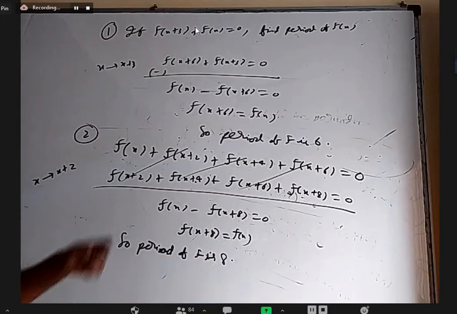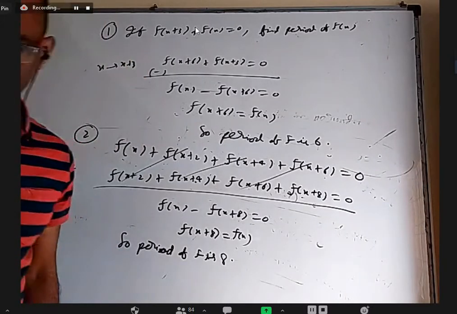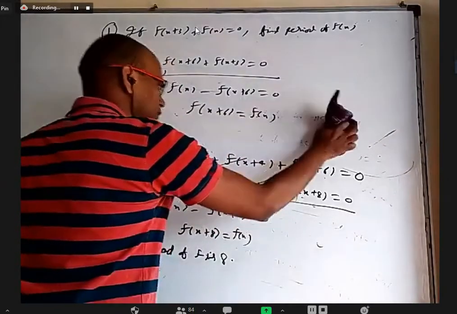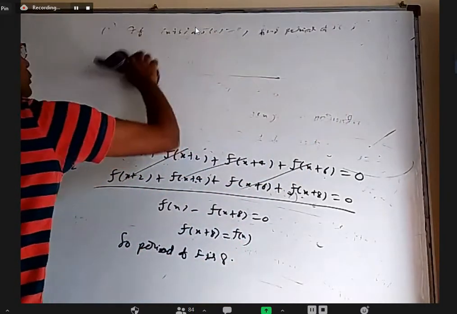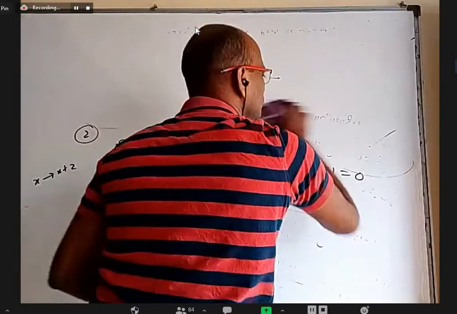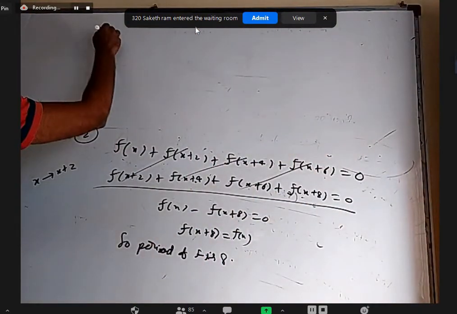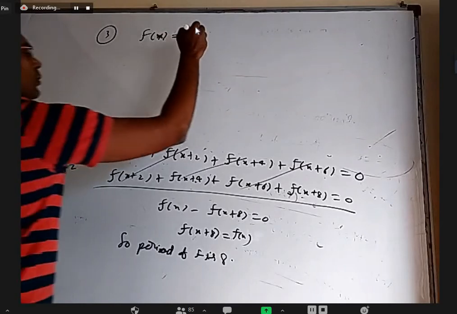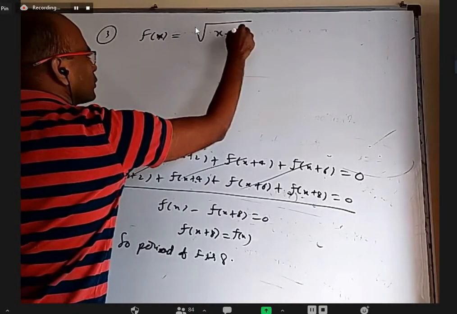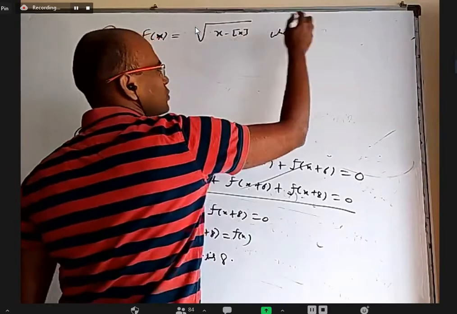Okay, so it is just a manipulation. We don't need to know what that function is. There may be hundreds of such functions. It's a little algebraic manipulation. What is the period of this? You have to tell.